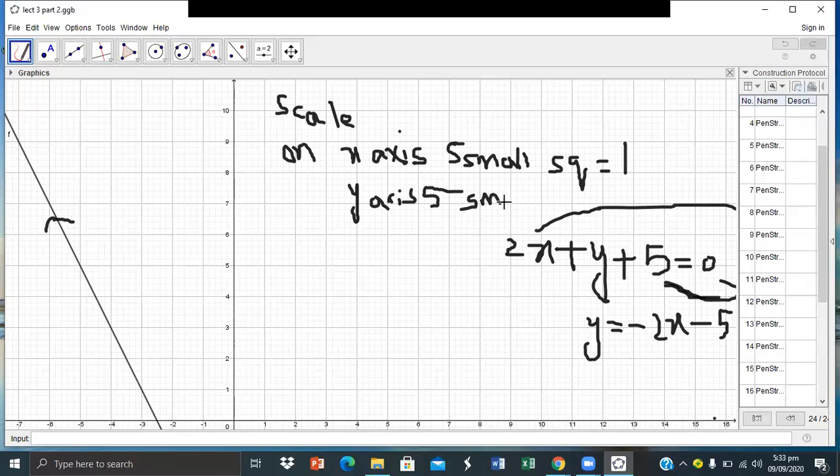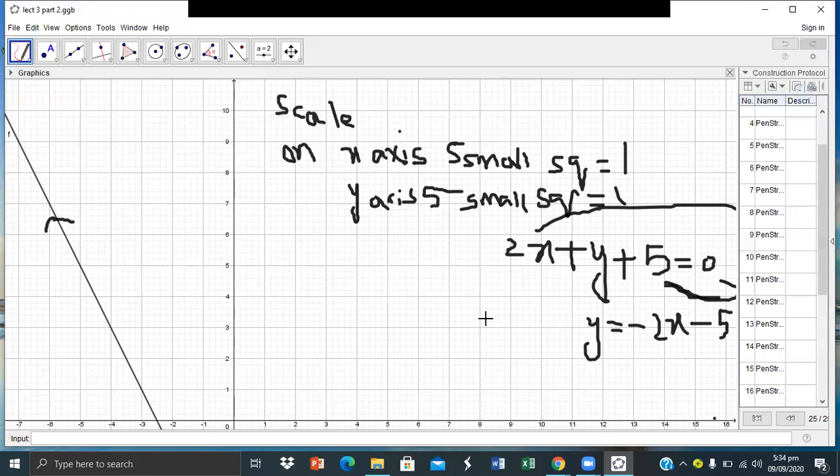So we write the scale, and that is how we can draw the graph of ax plus by plus c equals 0. A small square equals 1. I write the scale as well. We solve the equation. So what do we have to do? You have to convert the ax plus by plus c form into y equals mx plus c form.